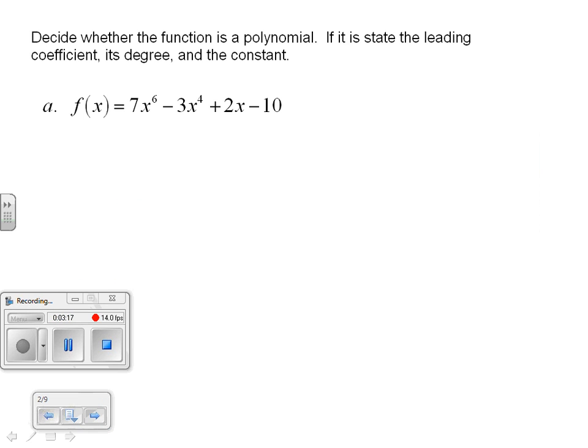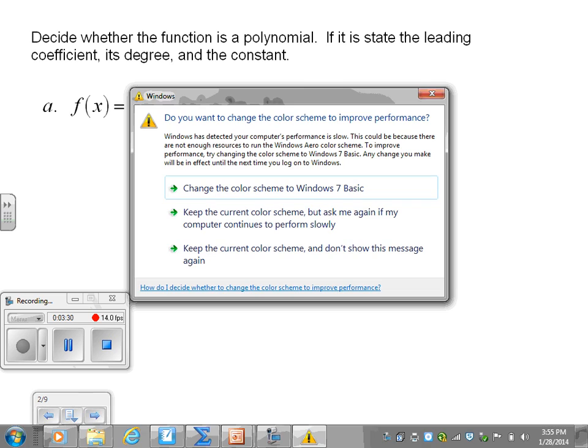Okay, so let's move on to some examples here. We're going to determine whether or not a function is a polynomial. If it is, we'll state the leading coefficient, its degree, and we'll state the constant. So let's take a look at this first one here and make a determination.